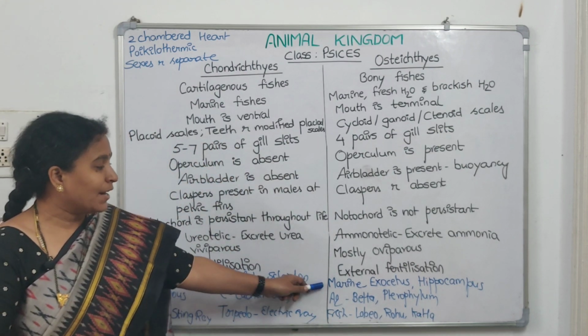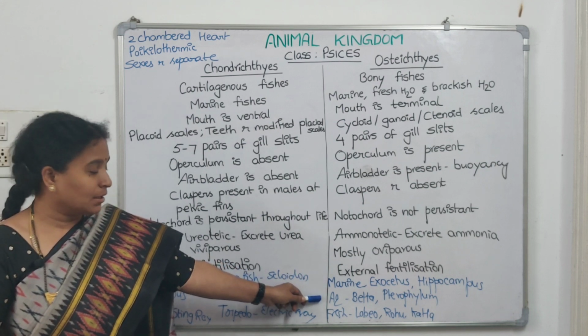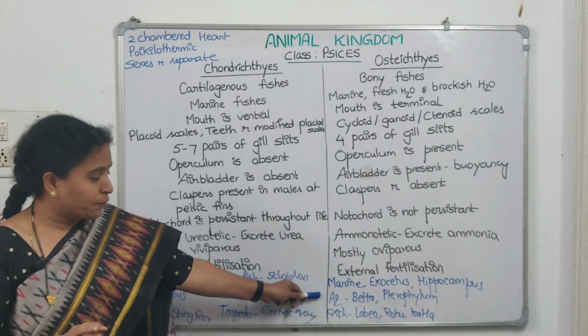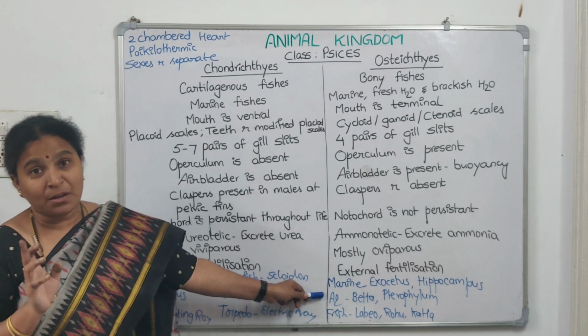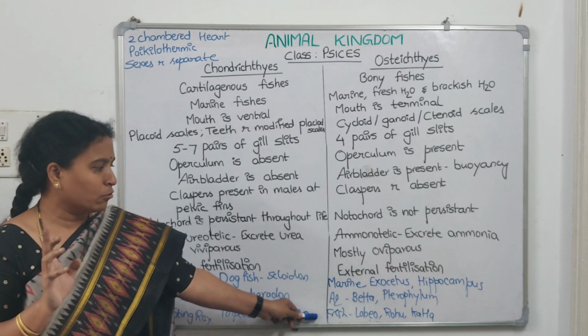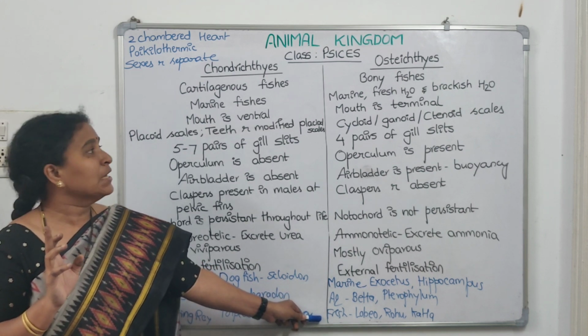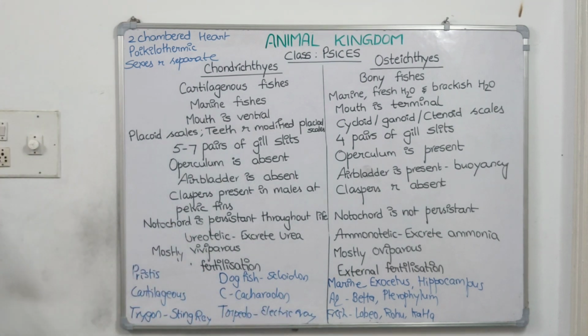So coming to marine fishes, Exocoetus and Hippocampus are the examples. Coming to aquarium fishes, Betta and Pterophyllum are the examples. Now Betta is called fighting fish and Pterophyllum is called angel fish. Now coming to freshwater fishes, Labeo, Rohu and Katla are the examples. Take a screenshot, then we will go to the next class, that is Amphibia.